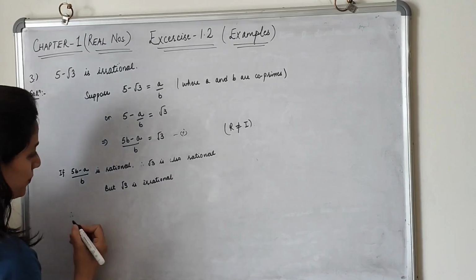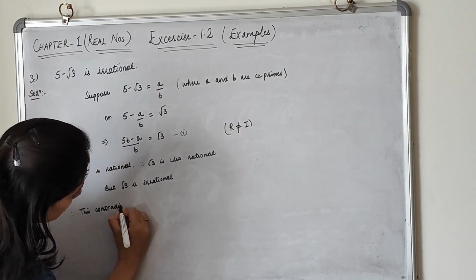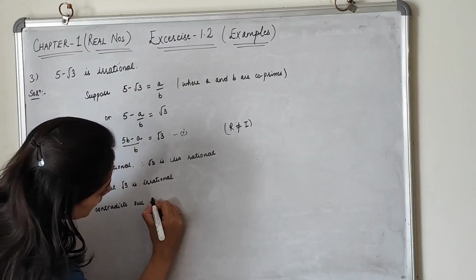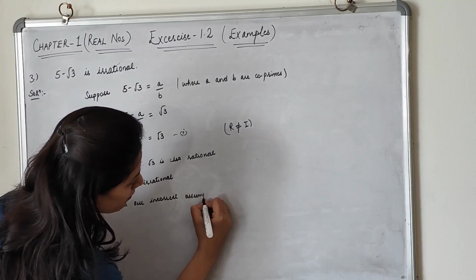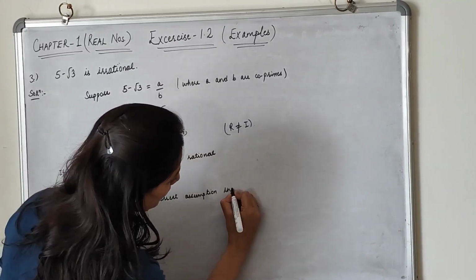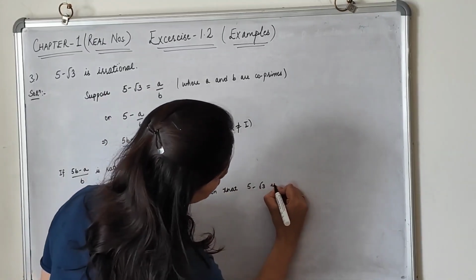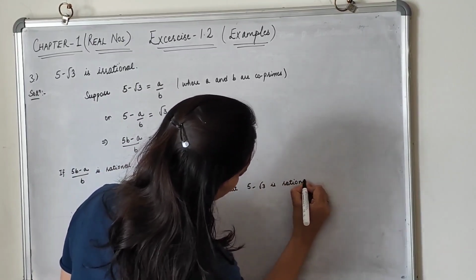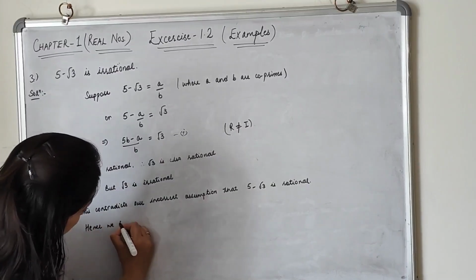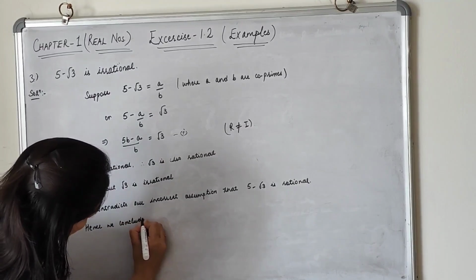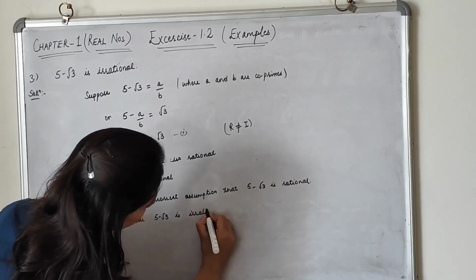Therefore, this contradicts our incorrect assumption that 5 minus root 3 is rational. Hence we conclude 5 minus root 3 is irrational.